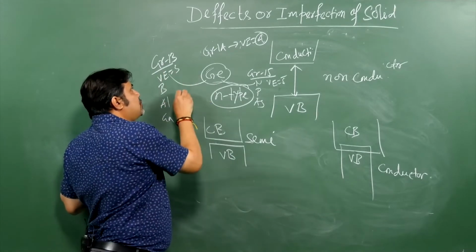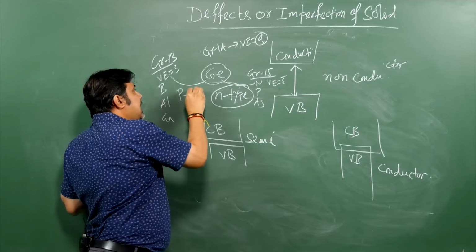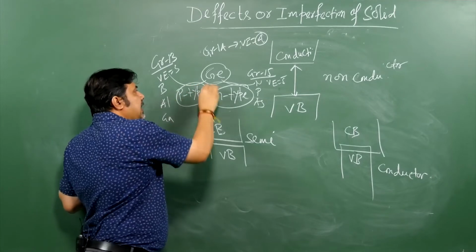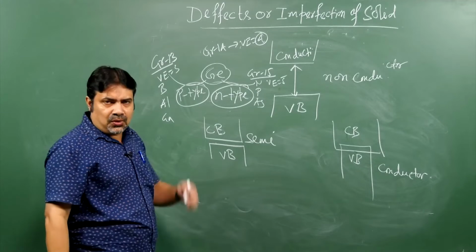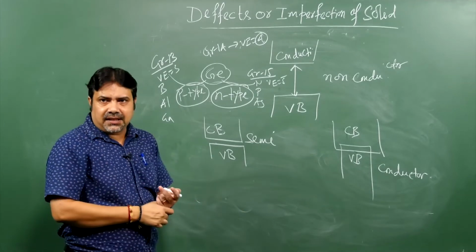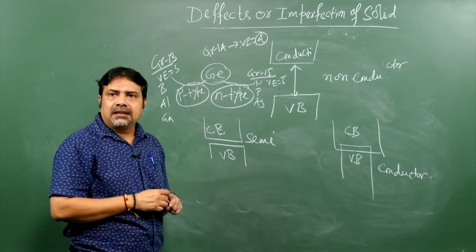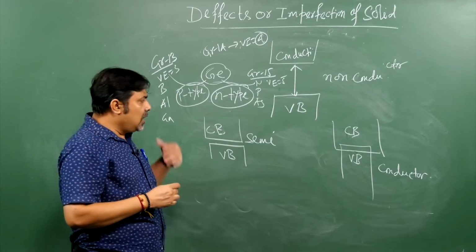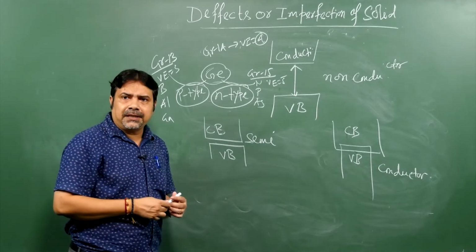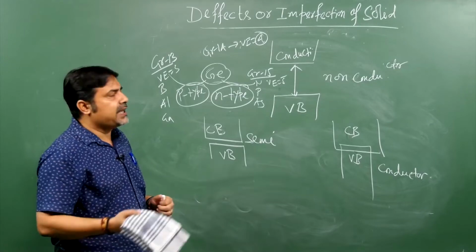When group 13 is doped into group 14, it is a p-type semiconductor. This NPN diode you will study in detail in physics. There are a lot of applications in a transistor, so that type of thing you will study in physics. In chemistry you only have to know up to this. So now this is nothing but a conductivity property. Now we have to focus on the magnetic property.